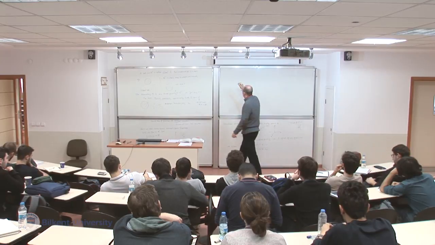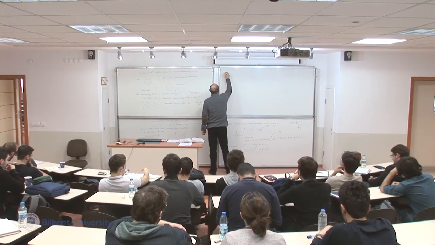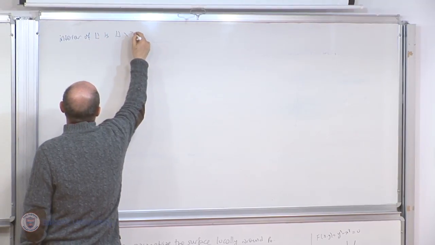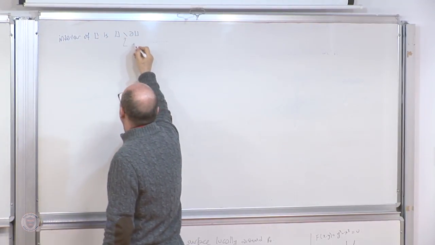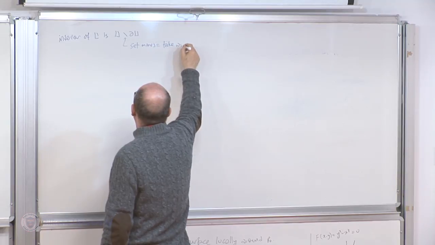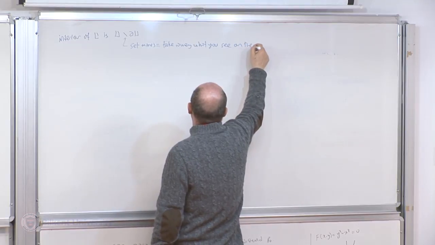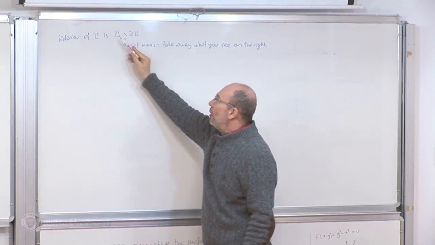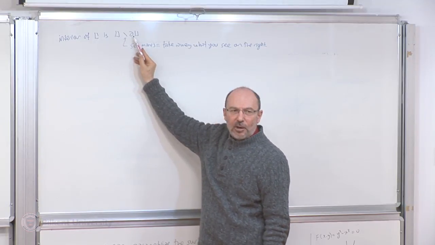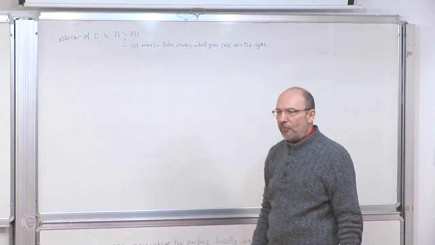So let me also write this. The interior of U is U minus boundary of U. This means set minus, technically, and it means take away what you see on the right. I don't care if U has a boundary or not. This says if U has a boundary, take out the boundary points. If U doesn't have a boundary, that's good. So what remains, we call it the interior of U.